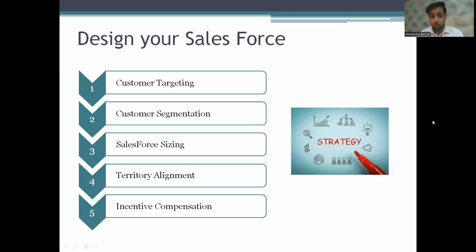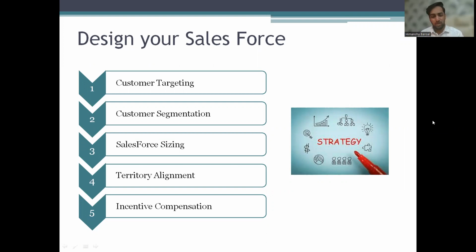Now, not every customer would be equally important. We'll need to segment them from high priority to low priority. That is your customer segmentation. And after that, you need to know how many people I need to deploy to target all these customers from high priority to low priority. So here comes the Salesforce sizing concept.